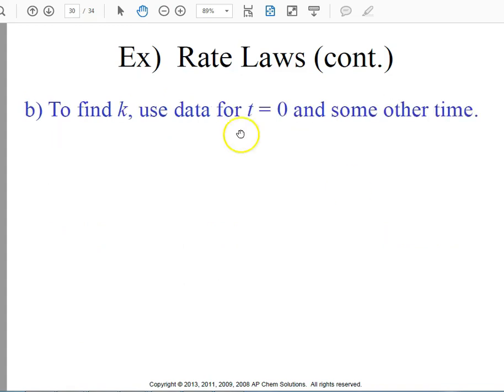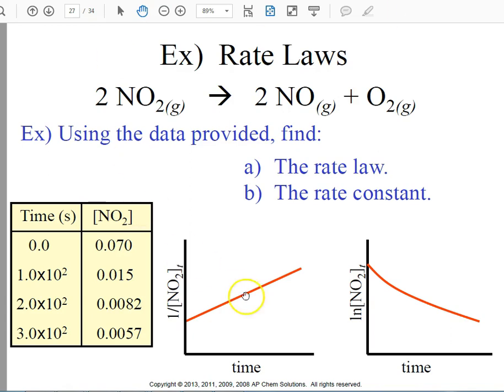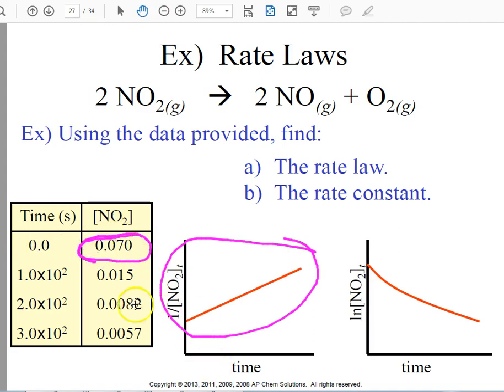All right, now we want to find K. If we had numbers on this plot, it would be easy to find K because K is the slope of this line, right? But they didn't give us any numbers on this plot. So we're going to have to use this data over here to find K. Remember from our previous example that to find K, we're going to use our concentration at time 0 in our integrated rate law, and then we'll just pick some other time and use that concentration as well.